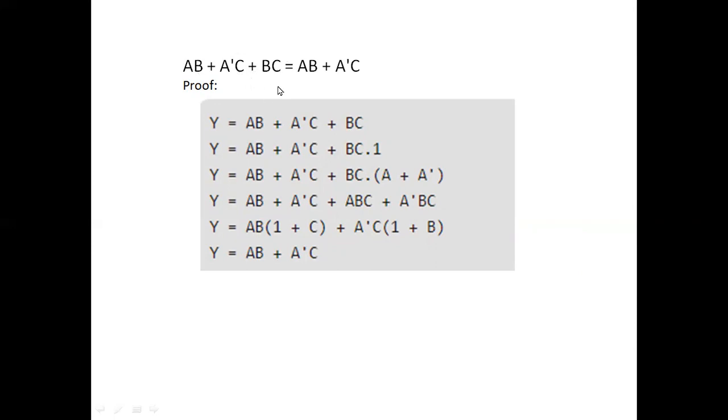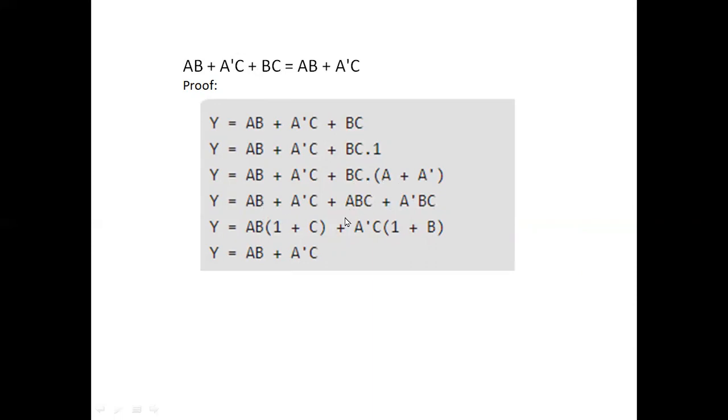I'm going to take the LHS side, and then to this BC I'm going to multiply with 1, and then 1 is equal to A plus A bar. A plus A bar is always 1. So multiply A plus A bar with BC. So now it is ABC plus A bar BC, and then take AB common out of first and third terms.